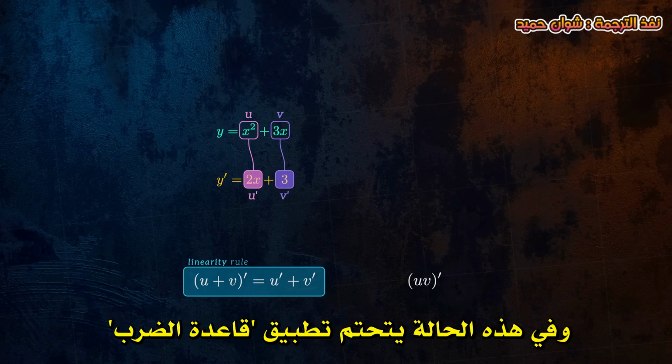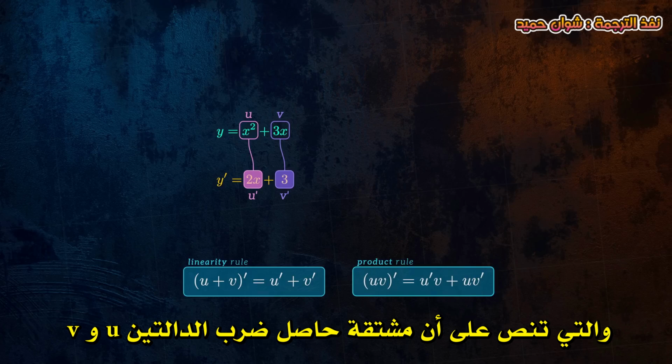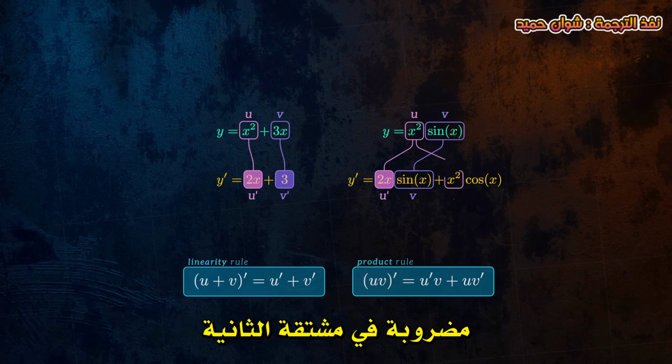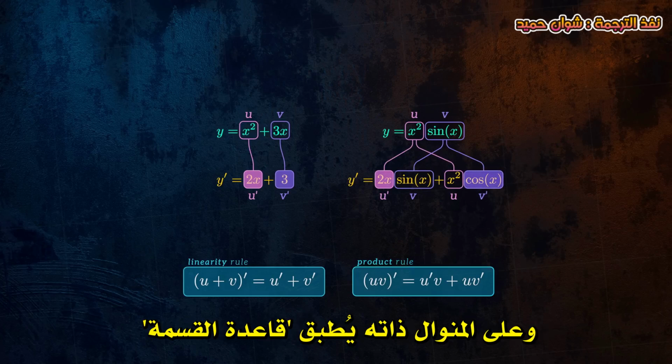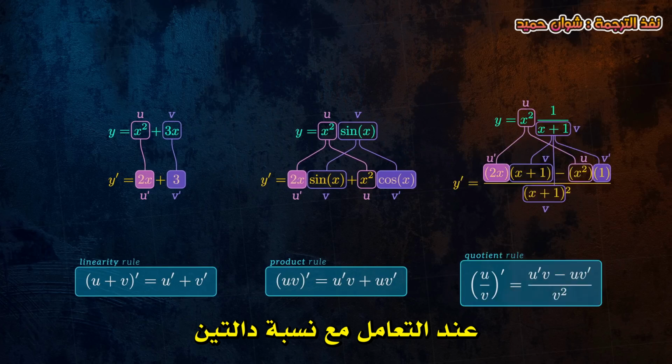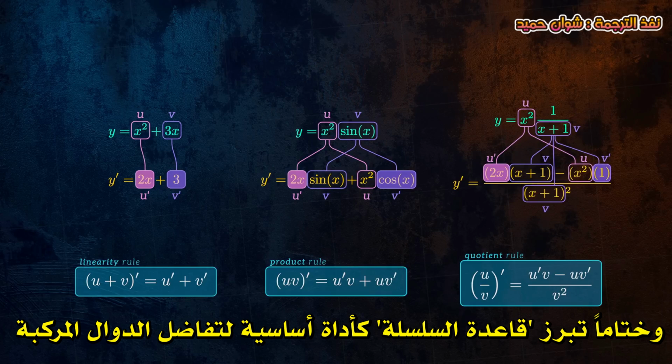In these cases, the product rule needs to be used. The derivative of the product of two functions u and v is the derivative of u multiplied by v, plus u multiplied by the derivative of v. Similarly, the quotient rule should be used when one function is divided by another. And finally, there's the chain rule.